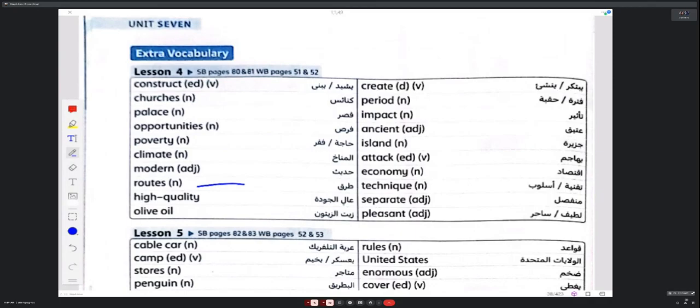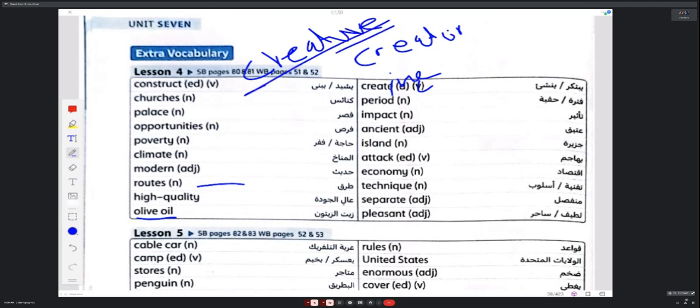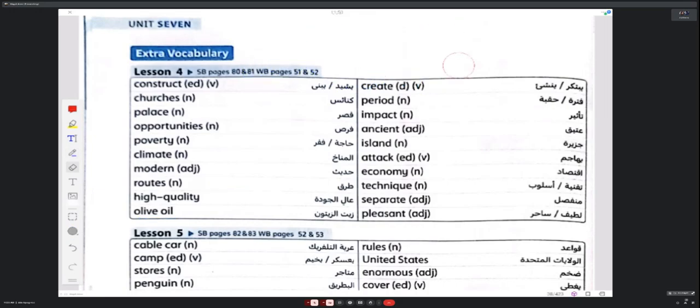High quality olive oil. Create. Creative. Creator. Creature. Creature, that means a thing, maybe living or not living thing. Creator, the one who creates, God, the creator of the universe. Create means to make or invent.